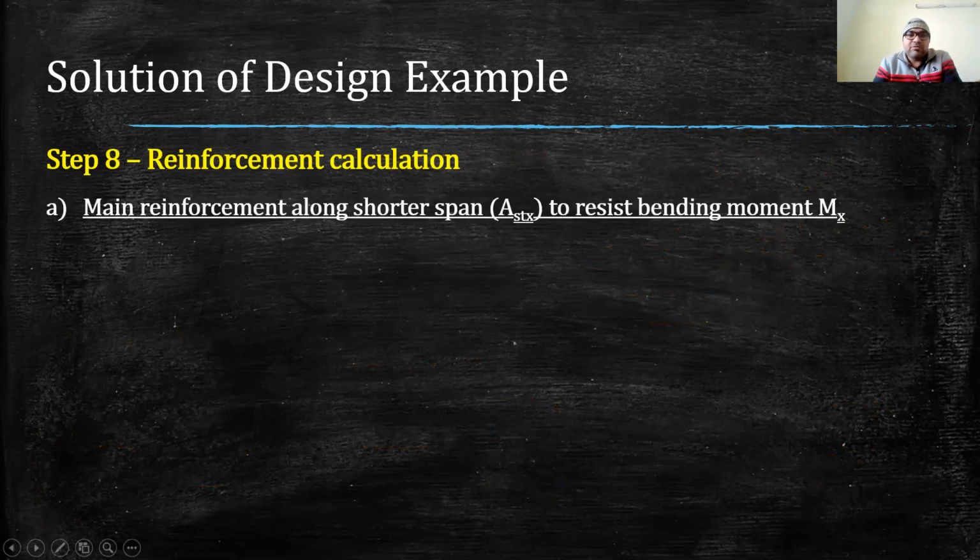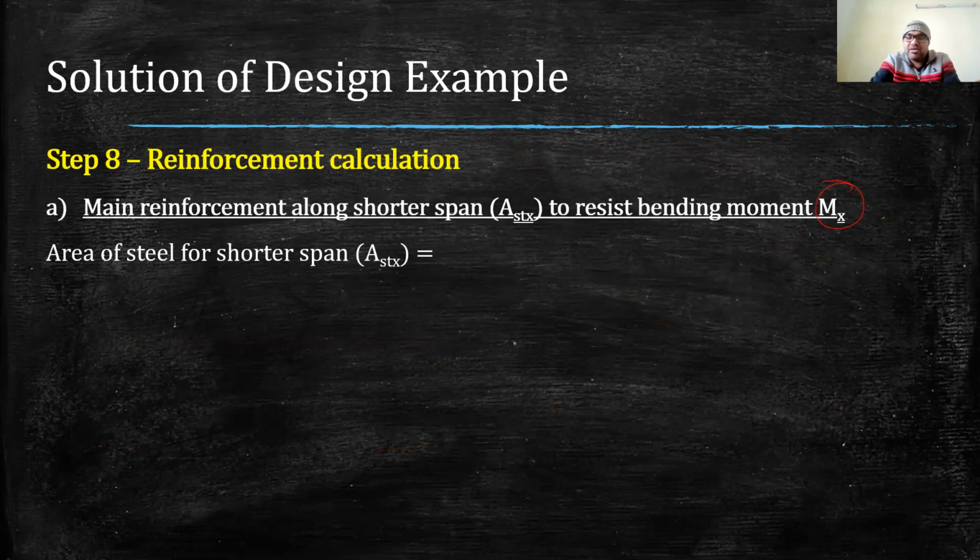So first we will calculate the main reinforcement along the shorter span to resist the bending moment Mx. Now to calculate the ASTX, we already know the formula, which will be Mx divided by sigma st into j provided into d provided. So D provided we will be using here. D provided is 106 mm.